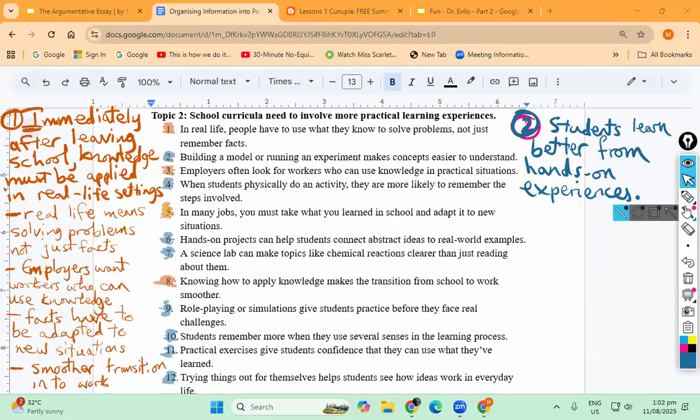It makes concepts easier to understand, right? So, experiments. I won't be able to fit all the points on this side, and built models. So you can choose different ones if you want. Make concepts easier to understand.